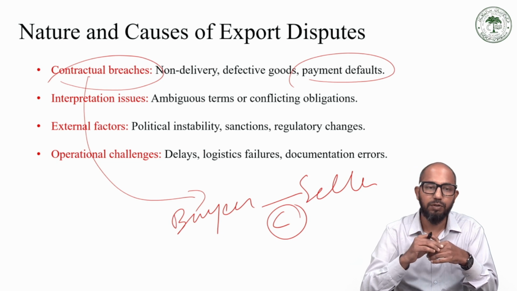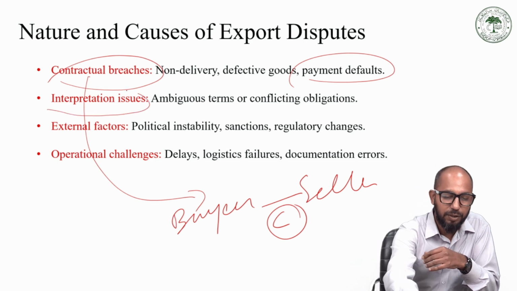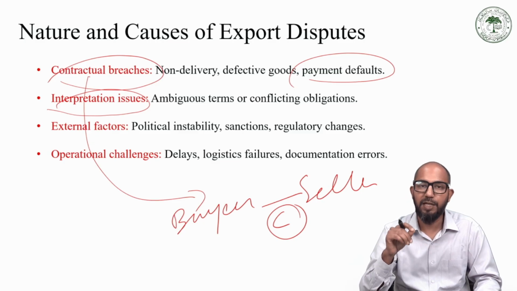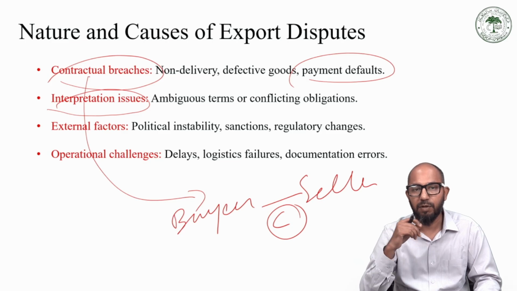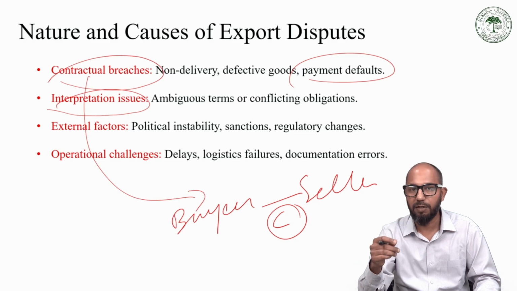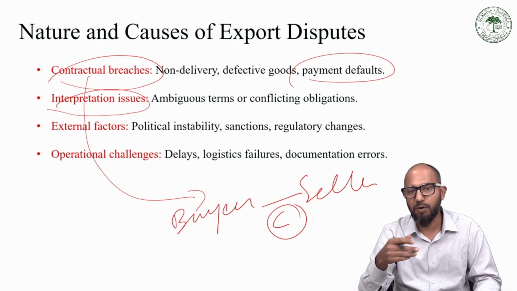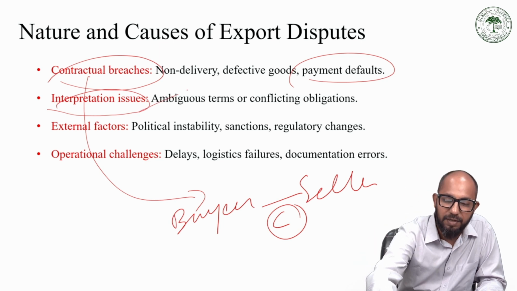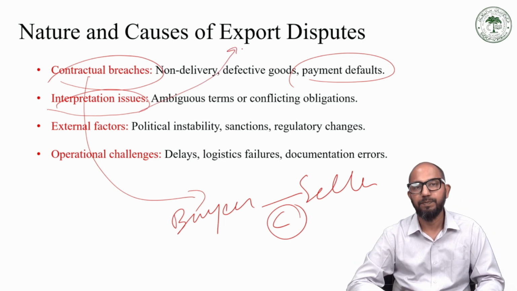The second cause of dispute may be interpretation issues. Though export contracts should be free from any ambiguity, the language should be agreed upon. That is, if the contract is in English, then the interpretative language will also be English. But still, in certain scenarios, there may be some dispute because of interpretation. So ambiguous terms should not be there, but it happens sometimes. So that may also become a reason for export disputes.